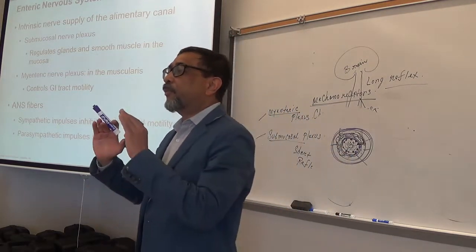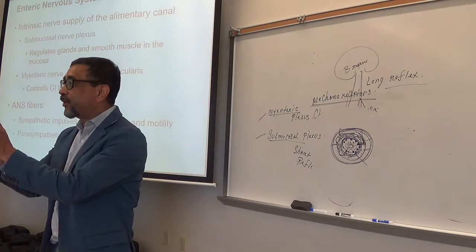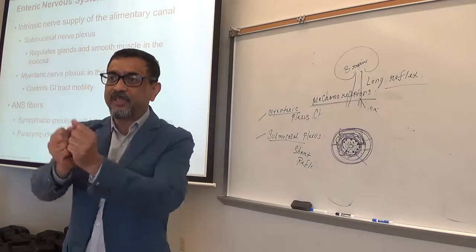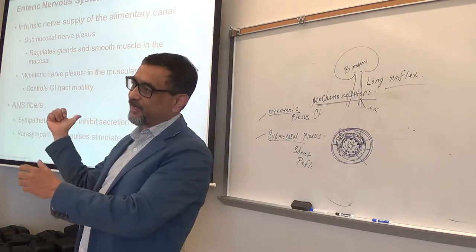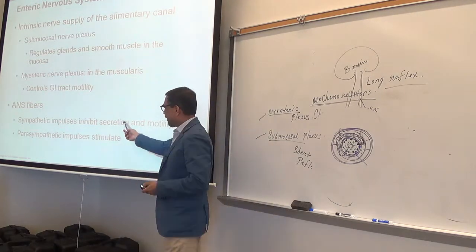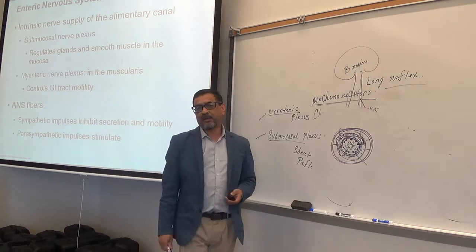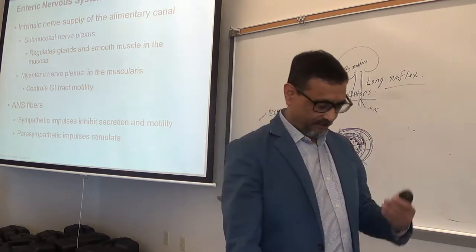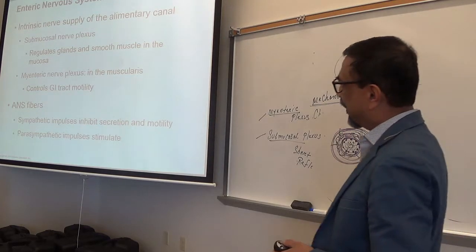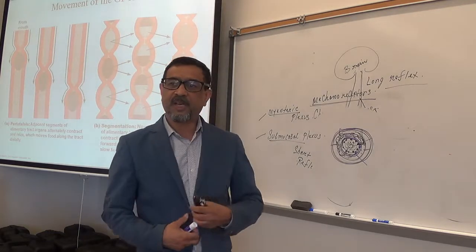In other parts of the body, usually sympathetic activation does what? Activate contraction. Like on heart, sympathetic activation will increase the force of contraction, right? But in this case, it is opposite. It inhibits the secretion and motility. Parasympathetic impulses or activation increase the secretion and motility. So this is kind of opposite than other parts of the body. Okay? Movements in the GI tract.